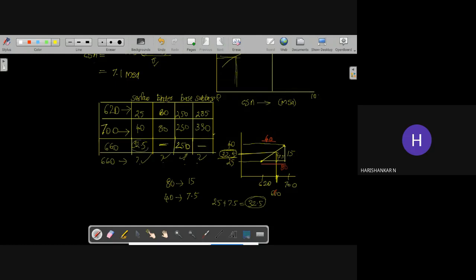So here the thickness of the surface course you are obtaining as 32.5 millimeter. So its unit is millimeter. Okay, so in this way you can find out individual layer thickness, and altogether if you add all of these, then you can find out the combined thickness of 660. So this is how you have to find out the thickness. I hope it's clear for you.